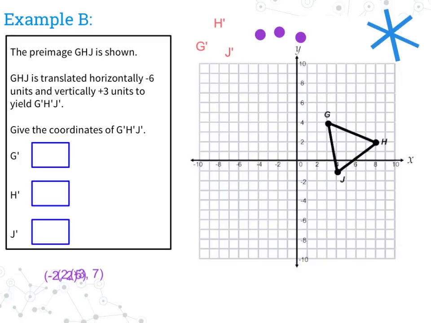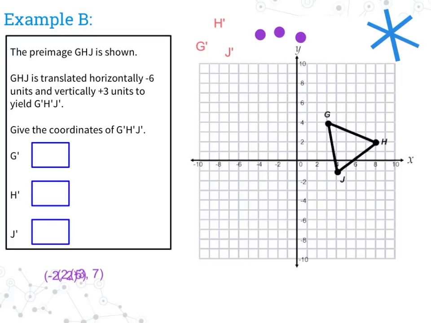Now, while it is telling us something different than left and right, it's using the words horizontally and vertically. But we cannot be tricked by these. We already know what they mean. Since we're talking about horizontally negative 6 and vertically positive 3, as we talked about in example A, those give us a hint as to the direction that we need to go.